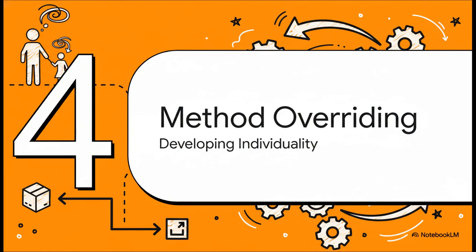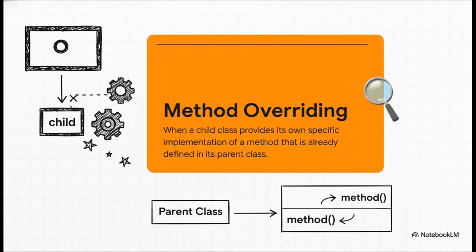This brings us to a really fun idea. What if a child inherits a behavior, a method, from its parent, but it wants to do that behavior in its own special way? This is like a child growing up and developing its own personality. In Java, this is called method overriding. So what's happening here? Method overriding is when a child class basically says, hey, thanks for that method, parent, but I've got my own way of doing things. It provides a brand new, specific implementation for a method that it already inherited.